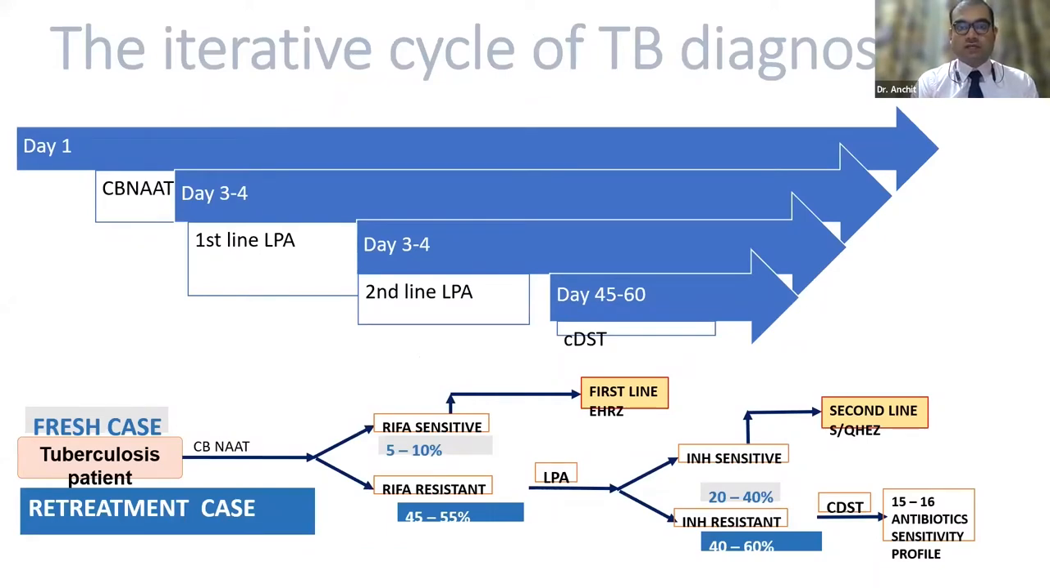You can just see the graph which I'm showing you here. The various turnaround times have been shown here. CBNAAT takes around 3 to 4 days, the first line LPA around 1 week, and culture DST methods, that is liquid culture, around 42 to 60 days, something in that range. So in that time, if we have something which can cover all the anti-tubercular drugs, the mutation sequencing, that is definitely better than relying on a conventional 14 drug DST.